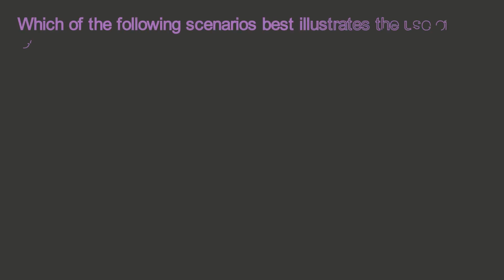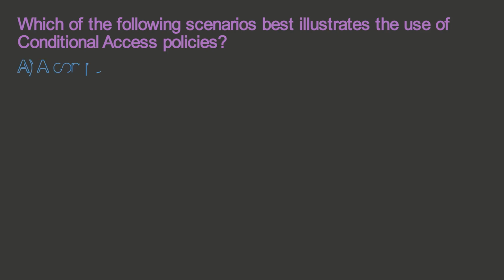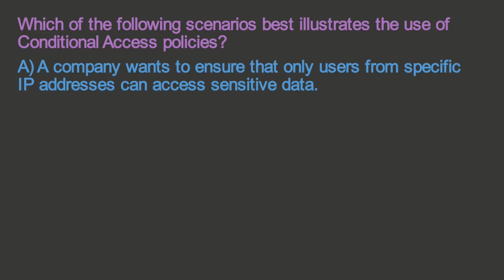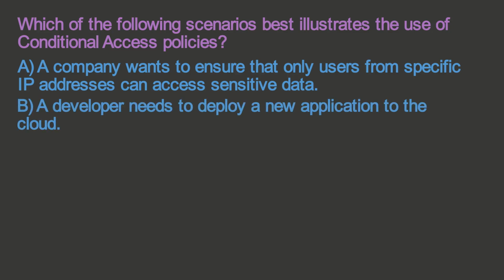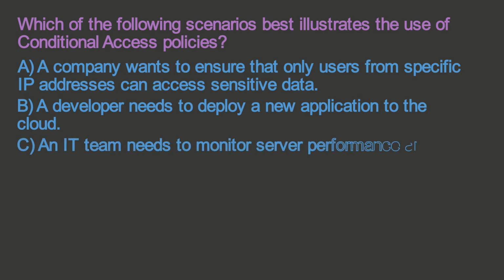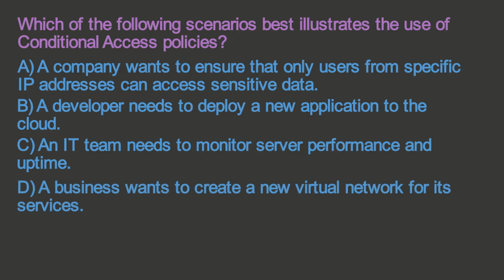Which of the following scenarios best illustrates the use of conditional access policies? A. A company wants to ensure that only users from specific IP addresses can access sensitive data. B. A developer needs to deploy a new application to the cloud. C. An IT team needs to monitor server performance and uptime. D. A business wants to create a new virtual network for its services.